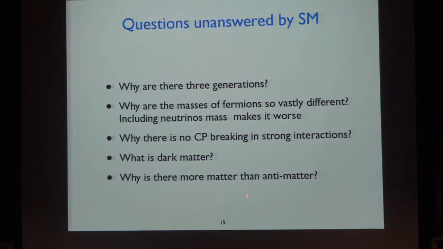So these are a few of the questions. Why are there 3 generations? I said there are only 3. We know by cosmological and particle physics bounds there are 3. Why are the masses of the particles so different? I've already stressed this problem. There is no CP breaking in the strong interactions. That's odd, because if you just write the Lagrangian like that, there could be a lot of CP breaking in the strong interactions, and so far none has been observed, and we assume there are bounds, so we assume there is very, very little. What is dark matter? As it's been discussed right now, it might not be a particle, but what is it? Why is there more matter than antimatter?